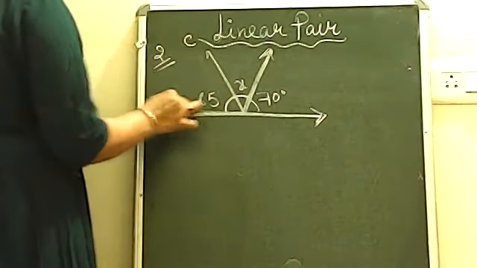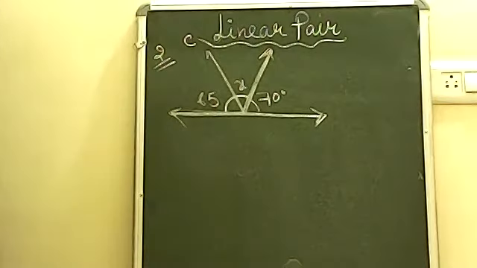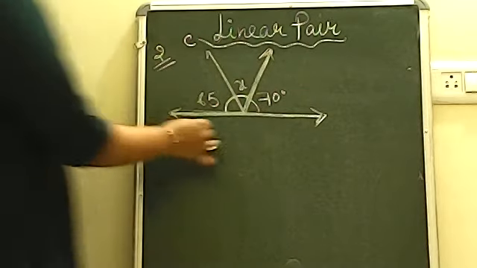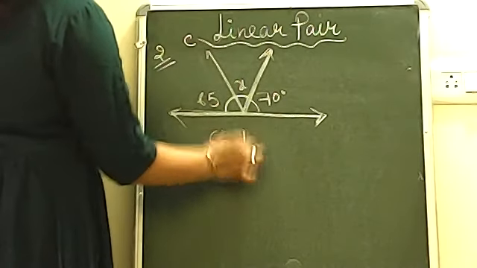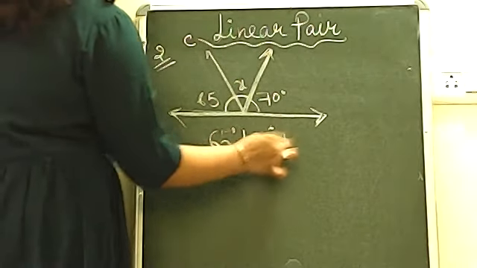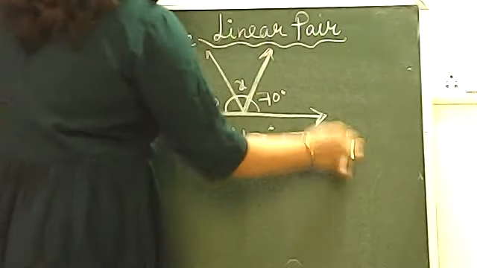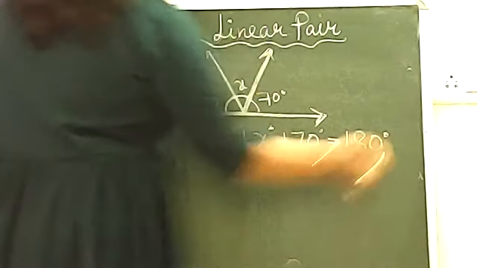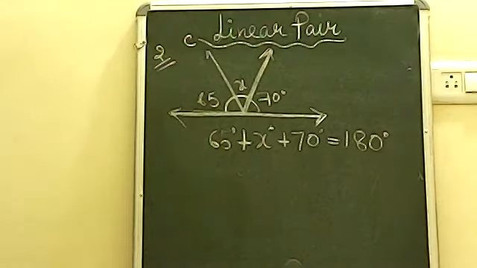All the angles are coming on a straight line, and a straight line means that they are forming a straight angle. A straight angle again means 180 degrees. So if you solve this question, 65 degrees plus x degrees plus 70 degrees added together will give you 180 degrees. If you solve it like this, you will know the value of x.